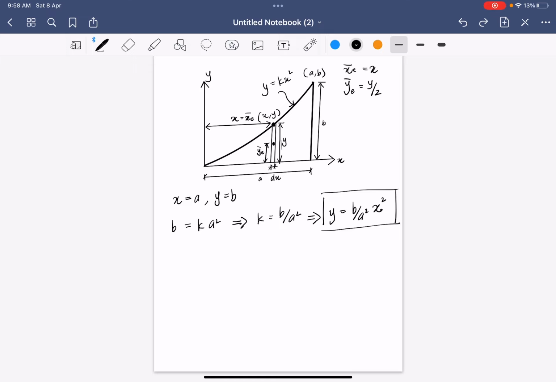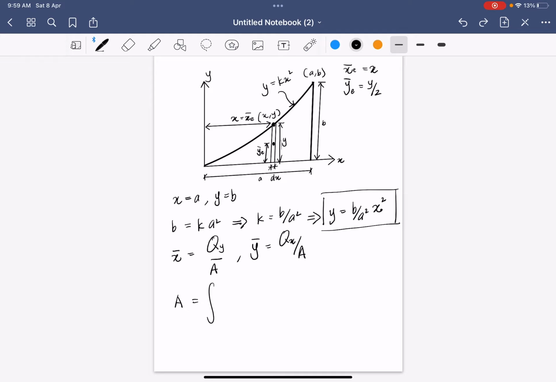You know that in the lecture, the coordinate x bar is equal to Qy over A. Meanwhile, the y bar coordinate is Qx over A. So in the next step, we will define the Qy, Qx, and the A. We start with A. So A actually is the area of this parabolic spandrel.